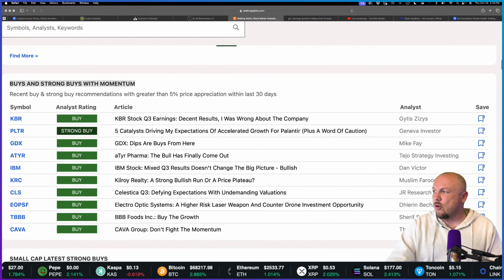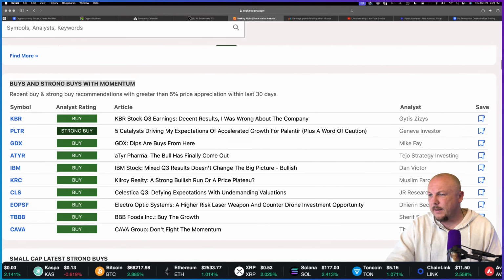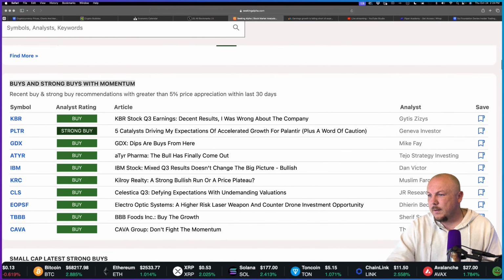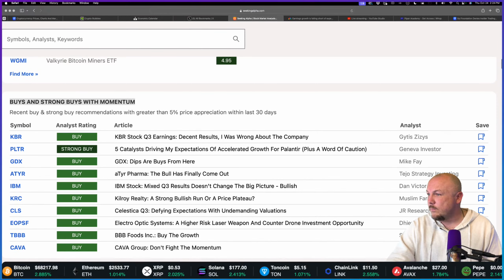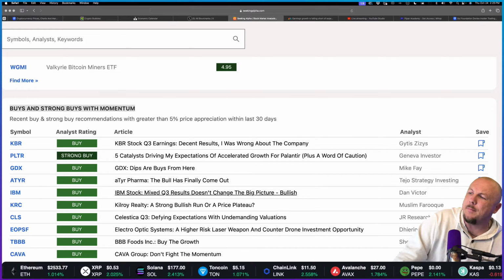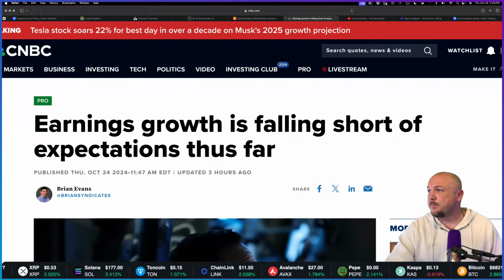So Palantir has a strong buy with good momentum. And then the other one that I was looking at on here is... I don't see it anymore. It was on here. It was the AI play. I'm not seeing it now. It must have gotten bumped off. It was towards the bottom there.